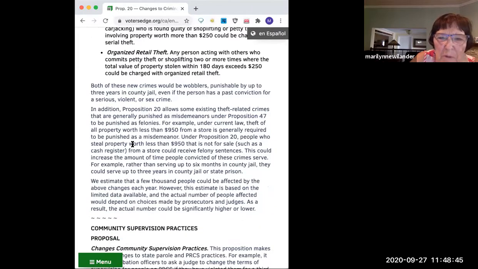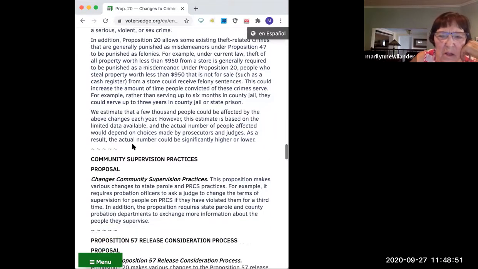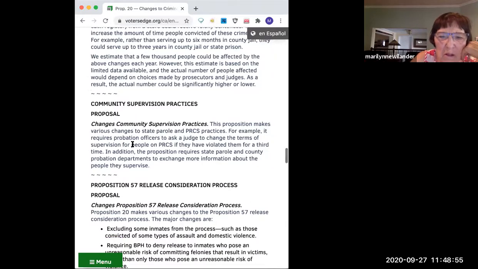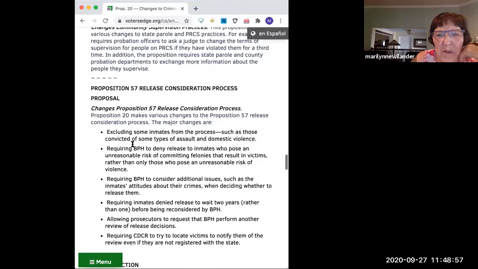Some items that were punished as misdemeanors under previous Proposition 47 would be punished as felonies. It changes county supervision practices for parole. Here's some of the consideration. Inmates who have been convicted of assault and domestic violence would not be eligible.